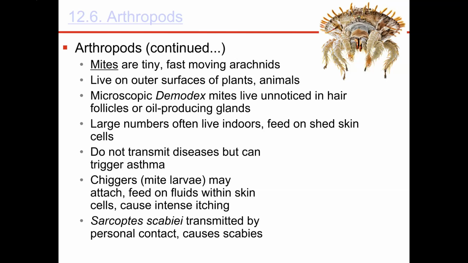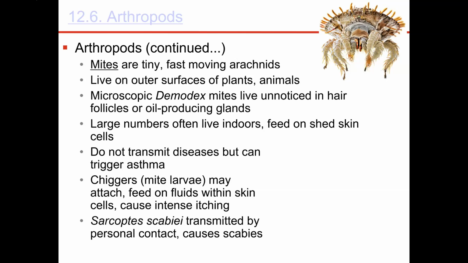We have mites, which are another type of arthropod. They're basically microscopic spiders. They're very fast moving. They tend not to cause a lot of damage to humans, but they can. An example of a mite that we all live with is dust mites. Dust mites live on shed skin cells. They don't transmit diseases, but they can transmit allergies.